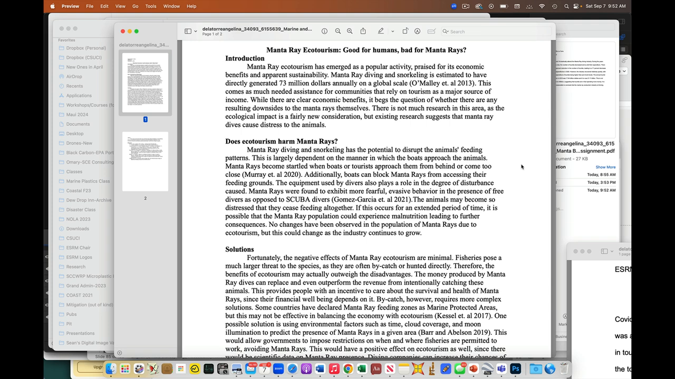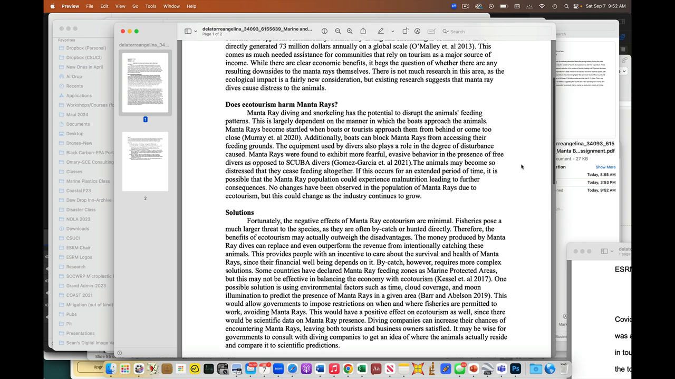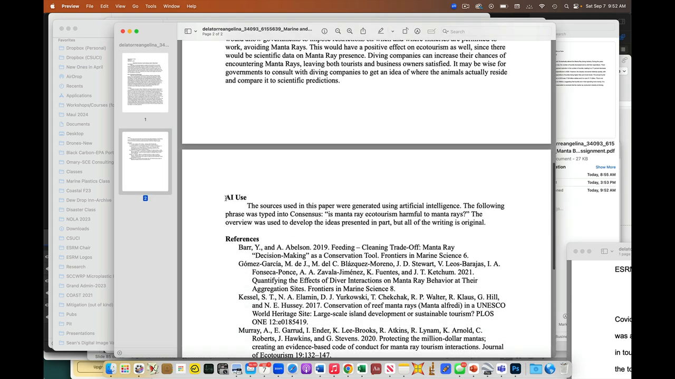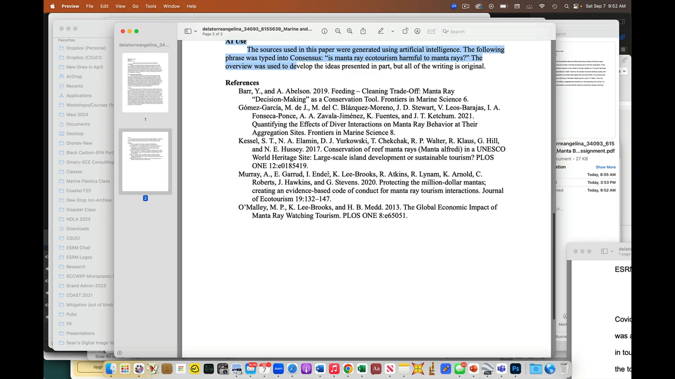We're going to say, how are we doing in terms of our overall structure of the paper? Yeah, it's about a page, so that's great. That's cool. We have our little comment about AI use. Okay, great. We have some references here. Okay, cool.